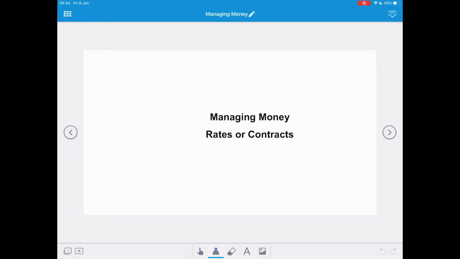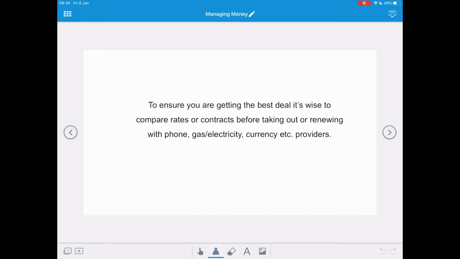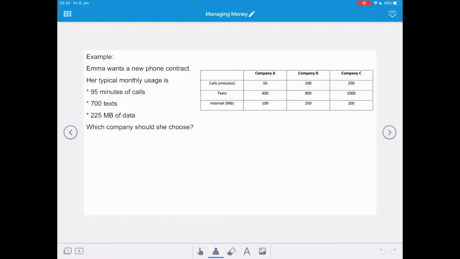In this video on managing money, we're looking at rates or contracts. To ensure you're getting the best deal, it's wise to compare rates or contracts before taking out or renewing with phone, gas, electricity, or currency providers.